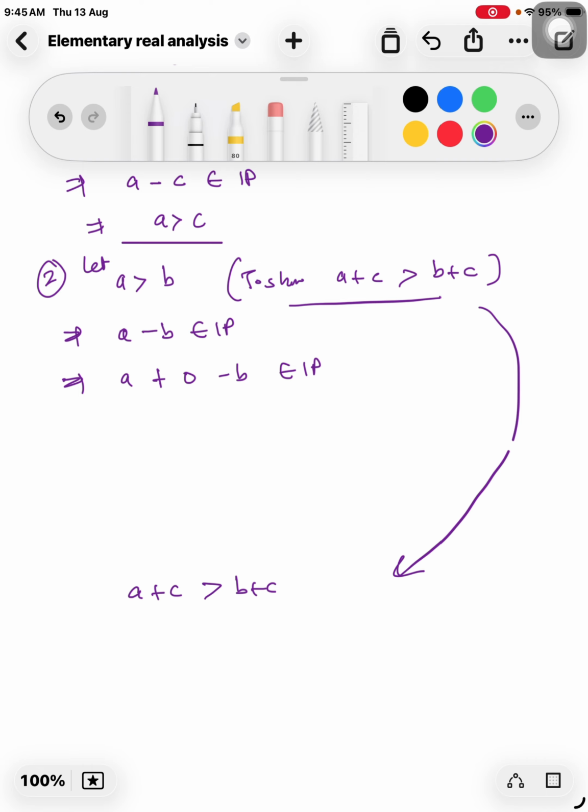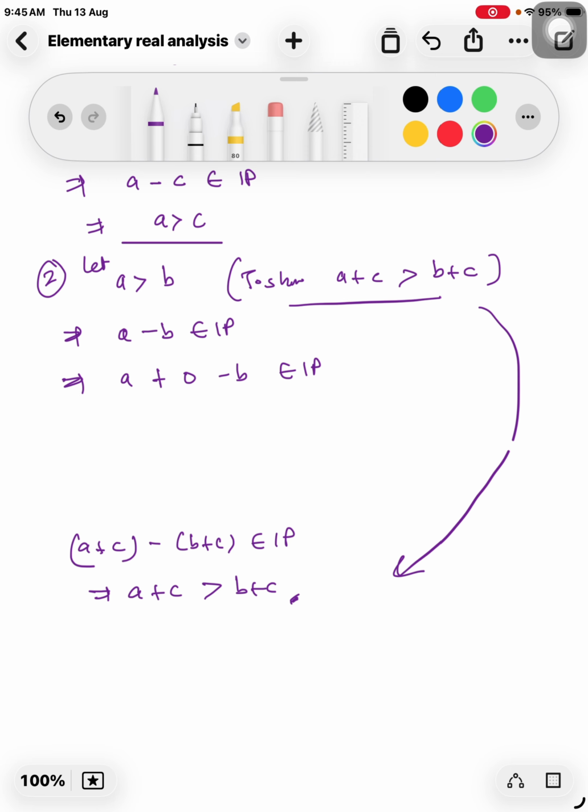ये जो आइडिया ज़ीरो का है वो यहाँ से आया कि हमें पहुँचना कहाँ है. अगर हमें प्रूव करना है A प्लस C ग्रेटर दैन B प्लस C, दिस विल फॉलो इफ़ A प्लस C माइनस B प्लस C बिलोंग्स टू P.